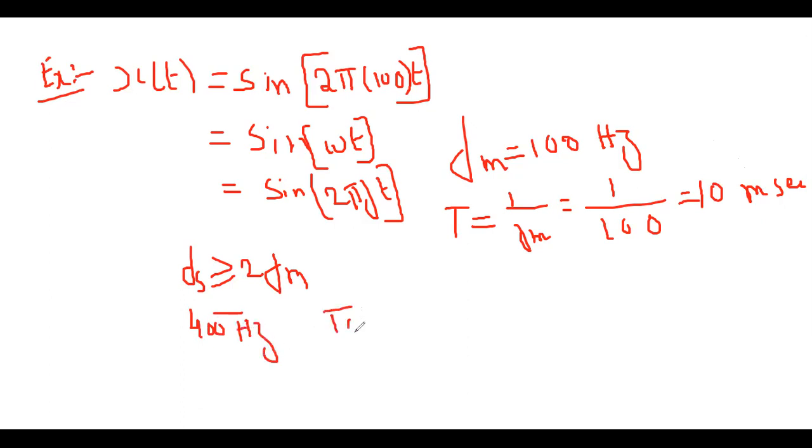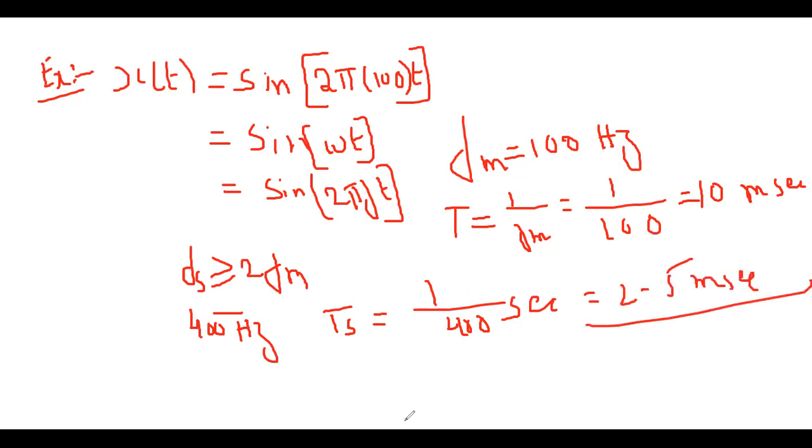What is the sampling time? 1 by 400 is equal to 2.5 milliseconds. Okay. Fs is greater than or equal to 2 Fm. If I am assuming Fs is 400 hertz, the sampling frequency is 400 hertz.